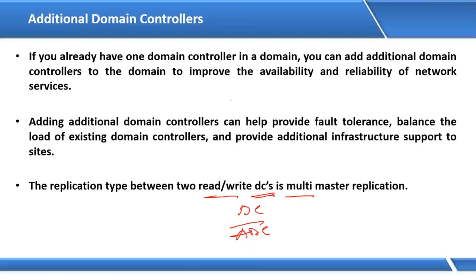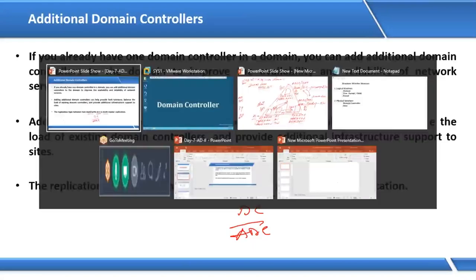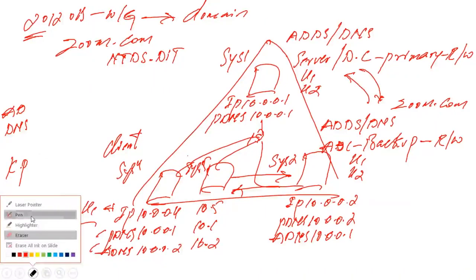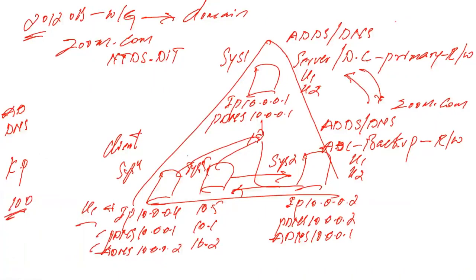Now before going practical, I want to show you one more thing here in real time that is very, very helpful for you, and we have to do it. Right now we are working on the domain model, and in our domain we have two servers. System 1 is the primary server, and system 2 is my backup server.